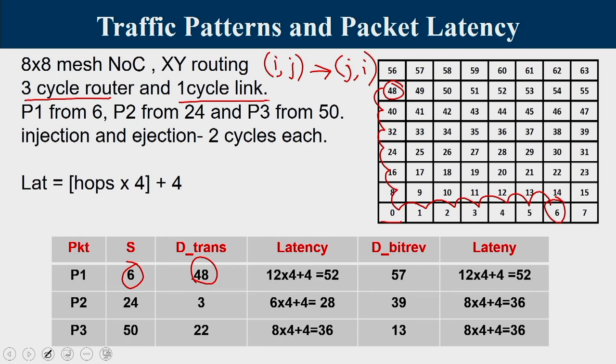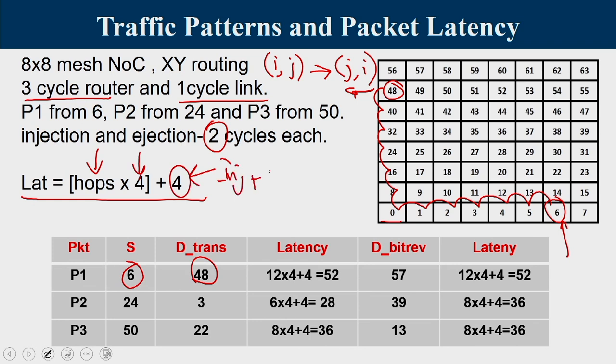Plus you have 2 cycles for injecting the packet at 6 and 2 cycles for ejecting the packet at 48, so you have another 4 cycles. So the equation is: latency of a packet is defined as number of hops times 4, plus 4. This second 4 takes care of injection as well as ejection. So 12 hops, 12 times 4 is 48, plus 4, is 52. So it takes 52 clock cycles for a packet starting from 6, which follows a transpose pattern.